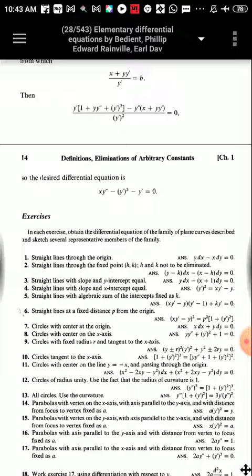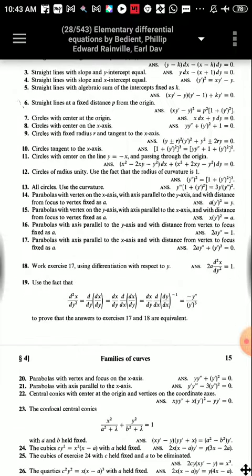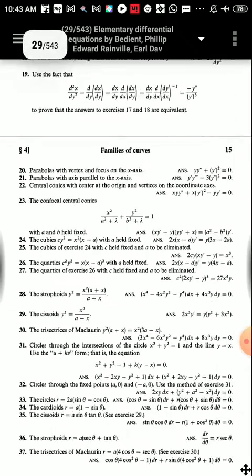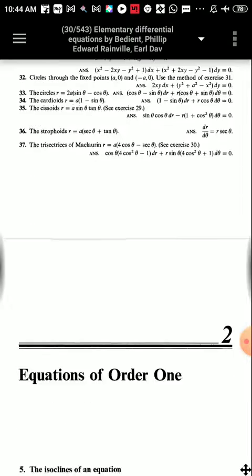Observe, describe and sketch several representative members of the family. Okay, so lots of problems are given here. We can try to solve these problems.